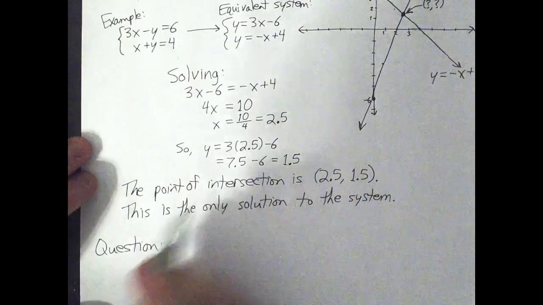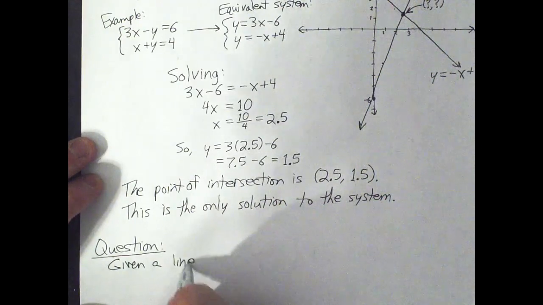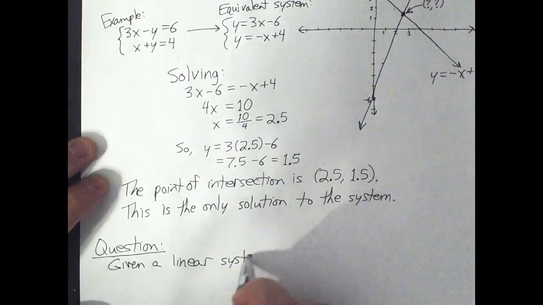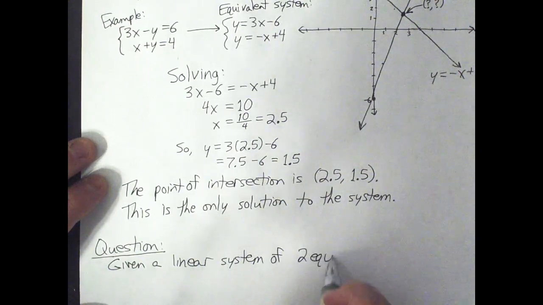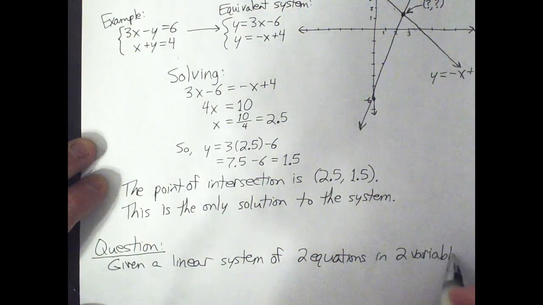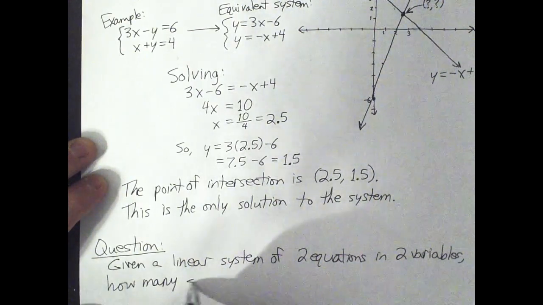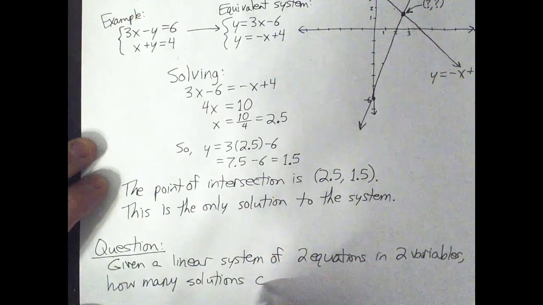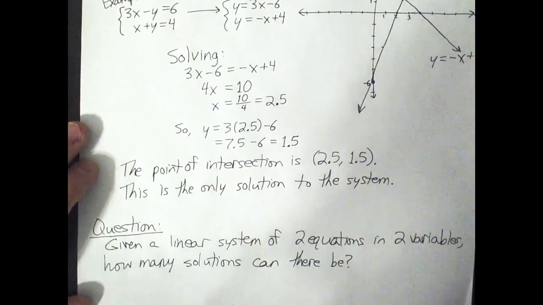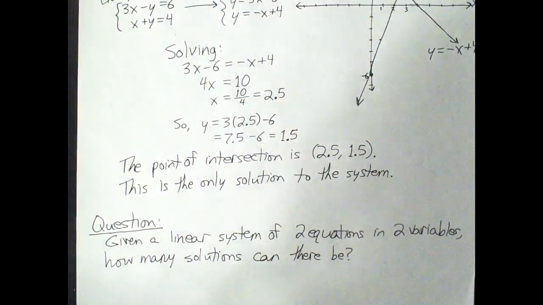Is there always one solution? So I'm going to say, given a linear system of two equations in two variables, how many solutions can there be? And if I was asking you this in person, maybe I'd give you a minute to think about it. Of course, you could always pause the video and think about it.